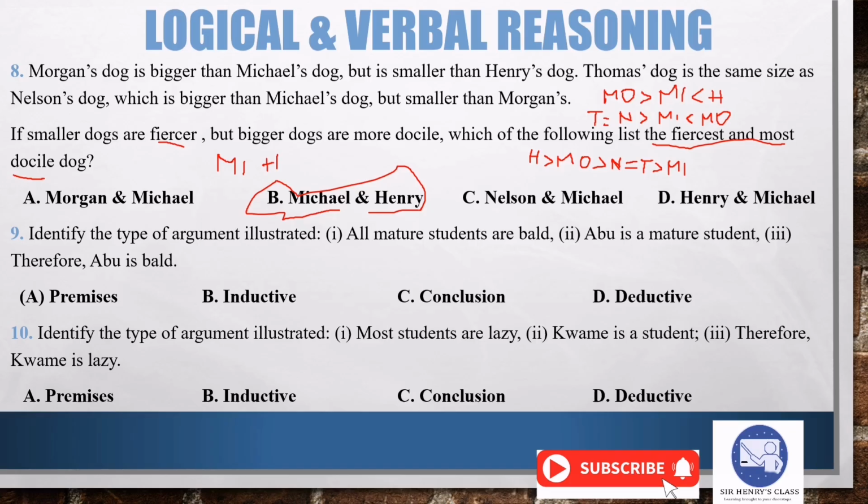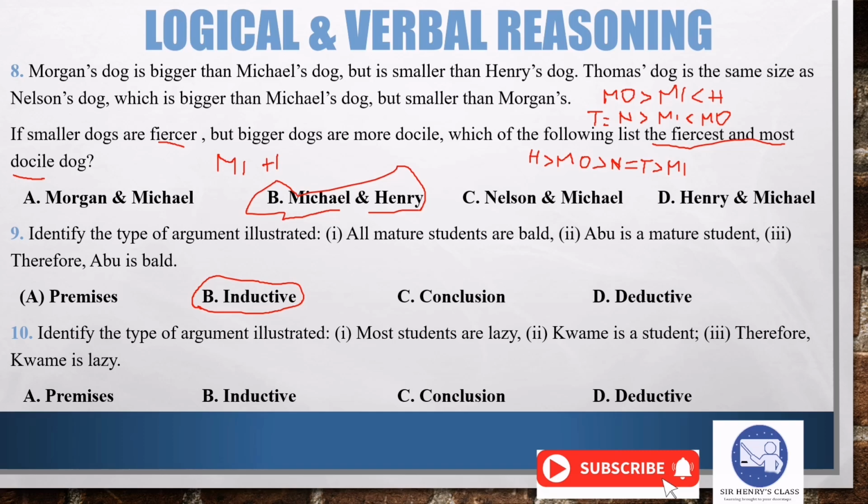9. Identify the type of argument illustrated. All mature students are bowed. Abu is a mature student, therefore Abu is bowed. Here there's an argument or a statement made. Here we relate it to one person, then we generalize it to all. So this is what we call the inductive method or inductive argument, where specific arguments are drawn to general arguments or conclusions. So we draw conclusions from specific to general.